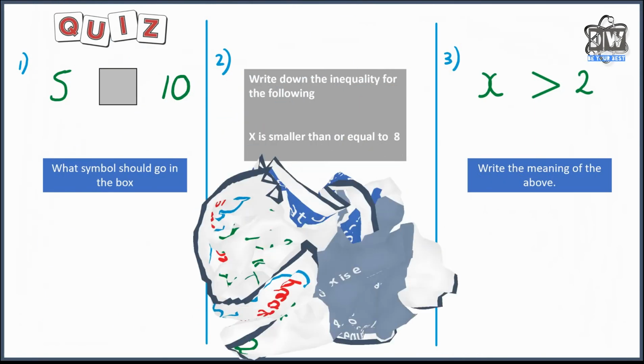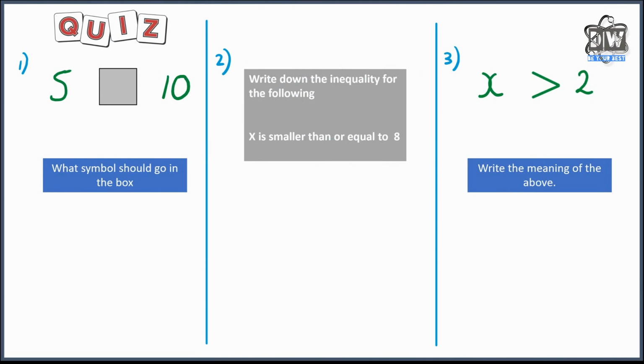Now it's time for the quiz. There are 3 questions. All you have to do is write the symbol that goes in the box, write down the inequality for the following: X is smaller than or equal to 8. And the last one, write the meaning of the above. Come back and see if you've got them right. Really nice, easy screencast video today. It's really important you do these basics so that you're moving on to the tougher questions with a really good sound knowledge of inequalities. But anyway, pause the video and give it a go.